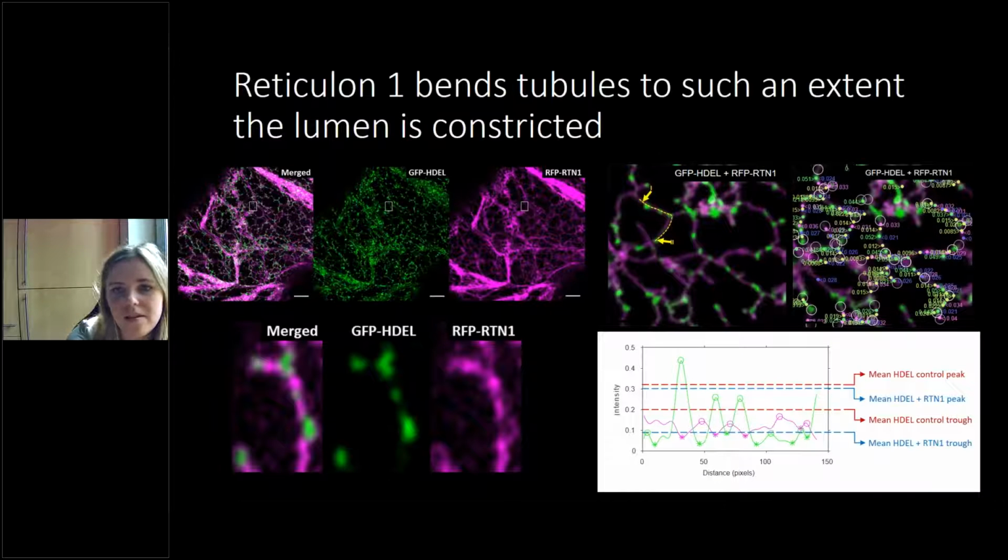Further analysis with Analyzer has shown that these peaks in GFP-HDEL intensity, this lumen marker intensity, correlate with troughs in RFP-Reticulon 1 intensity, which shows you that the regions where the luminal marker is aggregating are regions where we have relatively little Reticulon 1 squeezing these tubules. We're still working in our lab on members of the reticulon protein family. We've been applying Analyzer to some of them, and hopefully we'll have some exciting publications on that in the future.